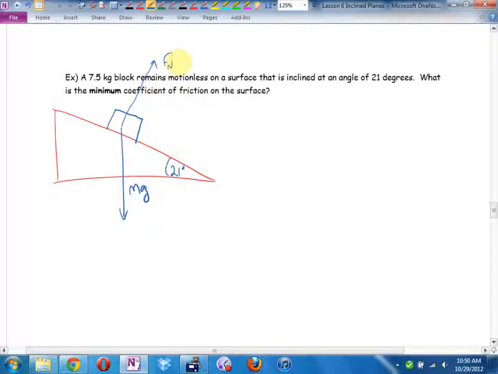What else? Friction. That's it. If they said draw the free body diagram, that is what I would draw, Kevin. Ah! But they didn't say just draw the free body diagram. In fact, they didn't say draw the free body diagram. They want to know what's the minimum coefficient of friction. Let's break up gravity into its components.